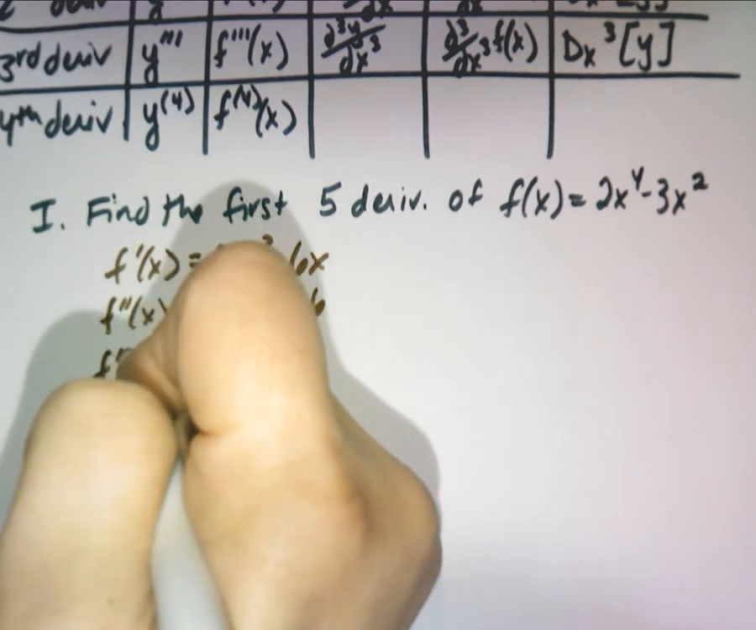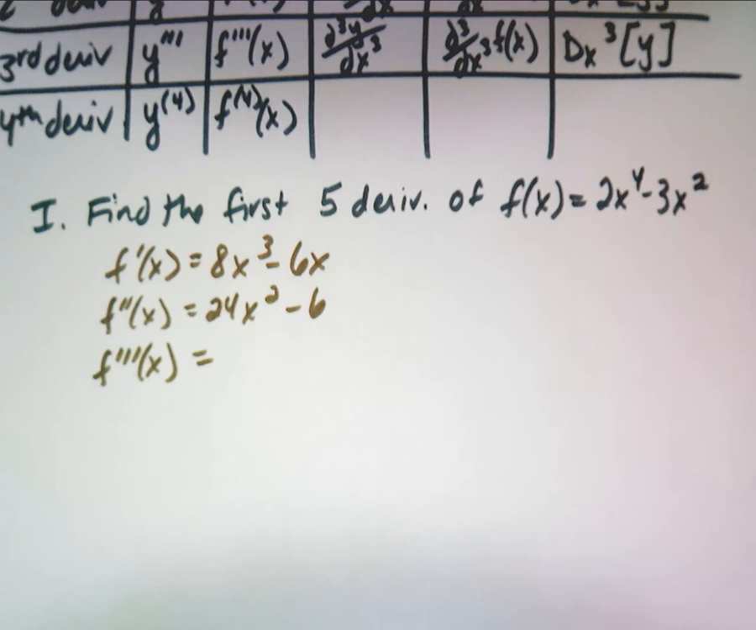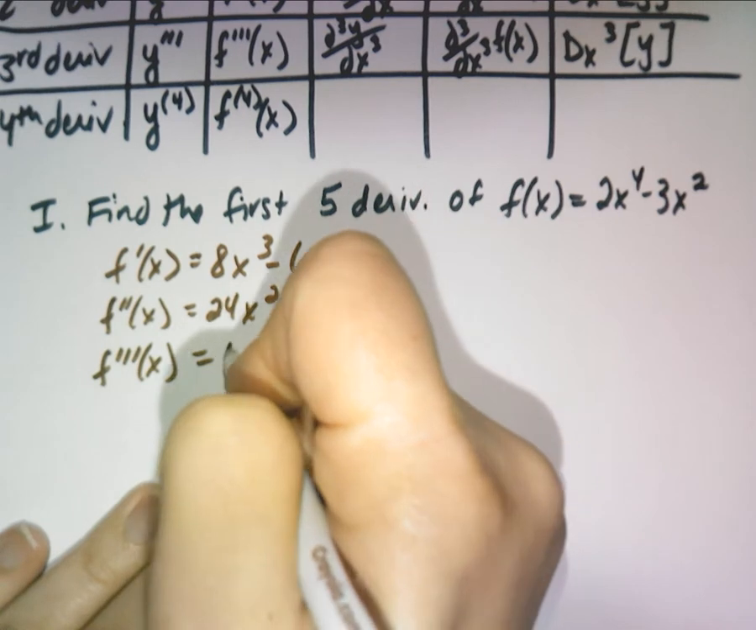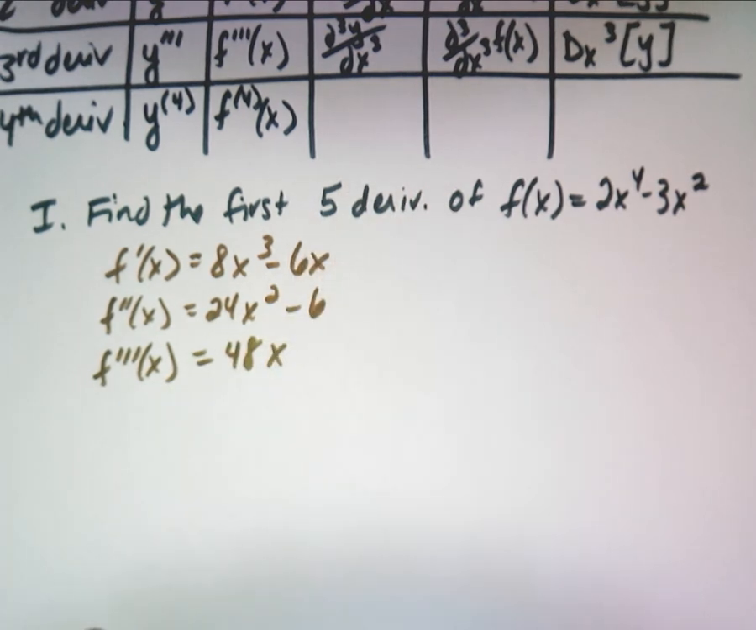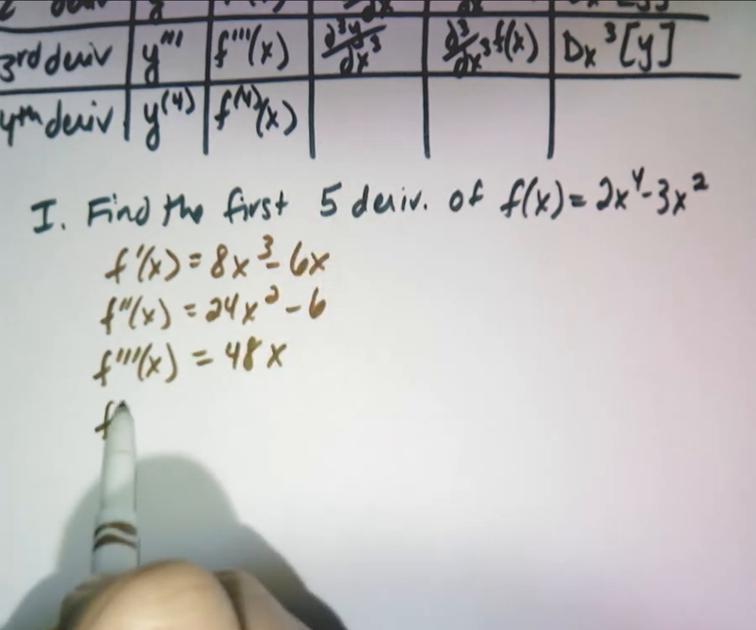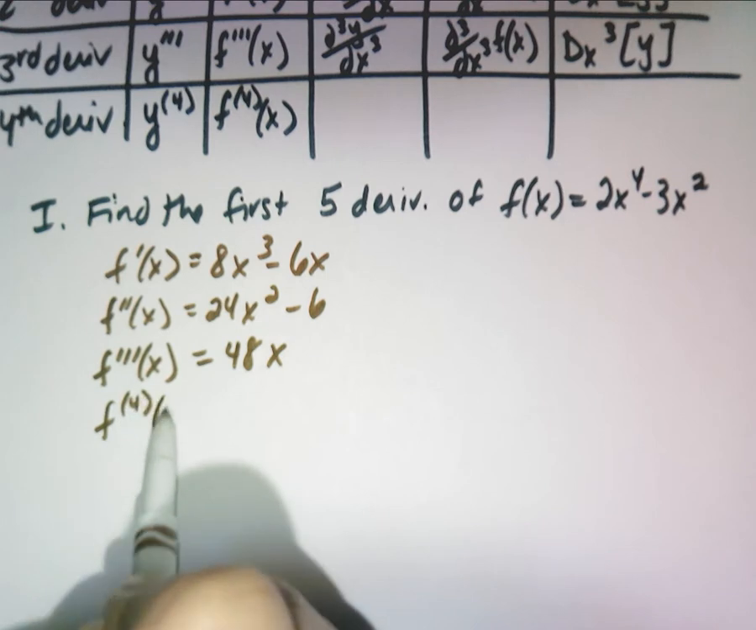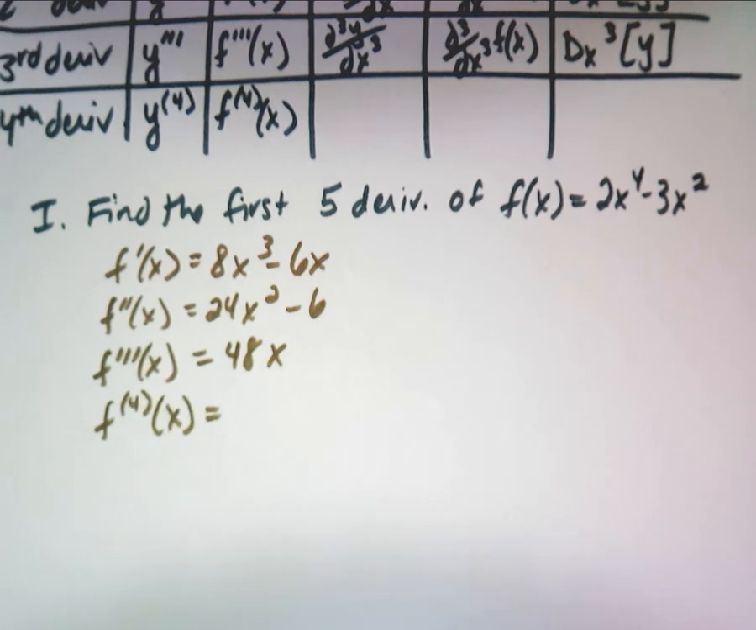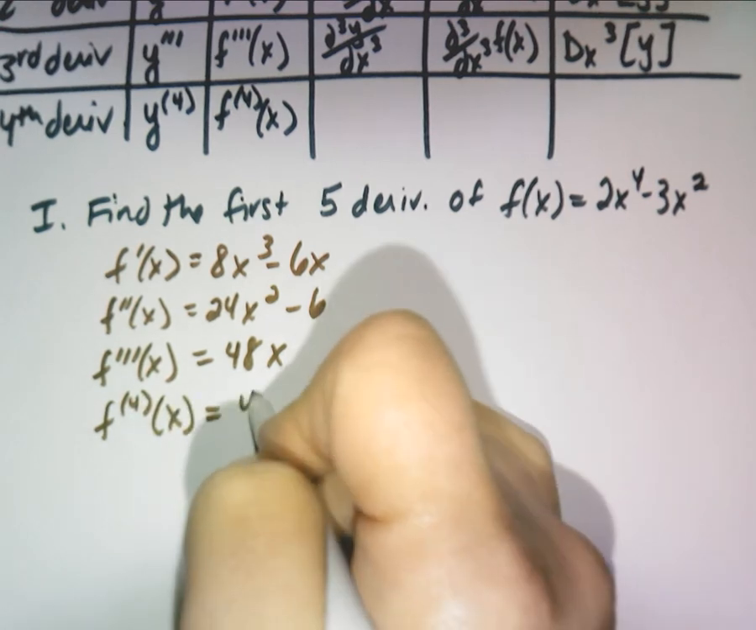Take a wild guess of how you do the third derivative. Do it again. The third derivative is the derivative of the second. So it's 48x. Again, notice my notation. I really try to be very exact with this. What's the derivative of 48x? 48.